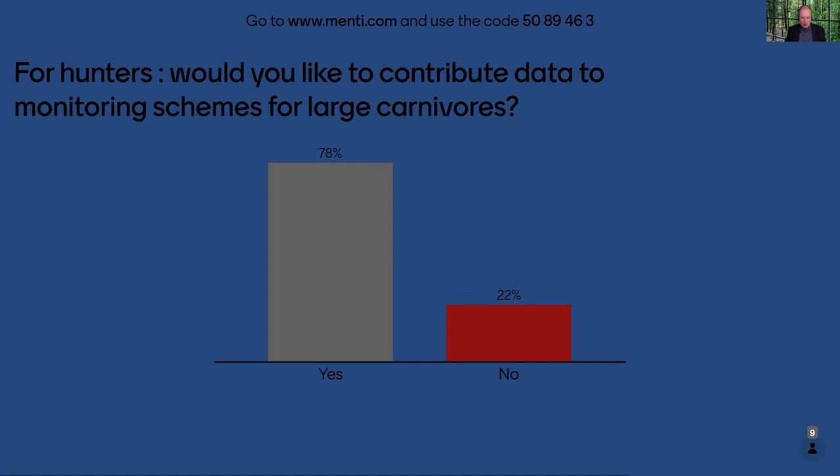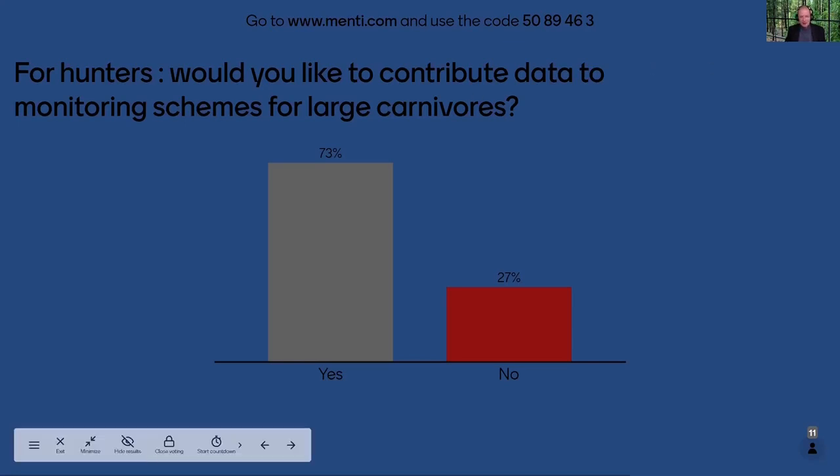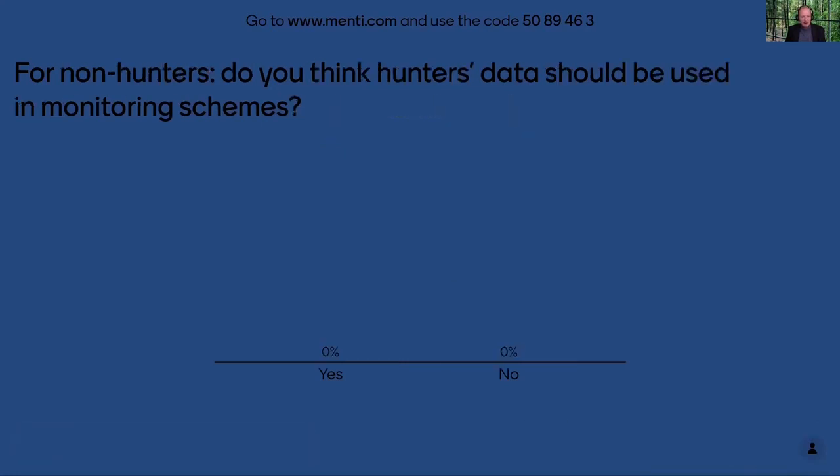And I remember that when starting the meeting, we had almost 100% yes. That's a little bit lower now, with the percentage of people indicating they no longer want to contribute data to monitoring schemes a little bit bigger. But I have to say, we are not reaching the same number of participants. So that's already an indication. And then for the non-hunters, we have a similar question. Do you think hunters' data should be in monitoring schemes? So there too, I will give you a little bit of time to make your vote. And I see an increasing number of participants, non-hunters.